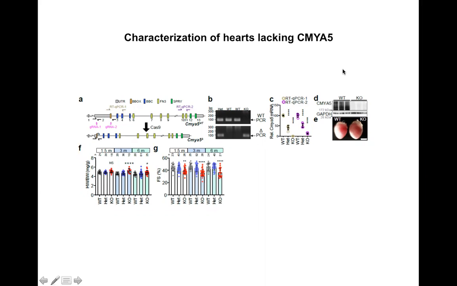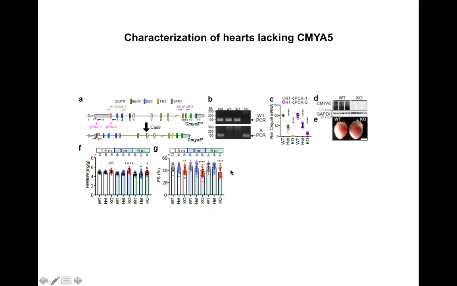Briefly, two guide RNAs were designed to flank the largest exon 2 and consequently result in early truncation at the very end terminus. We confirmed its deficiency at the genome level, transcript level, and protein level. Then we started to characterize the phenotype.